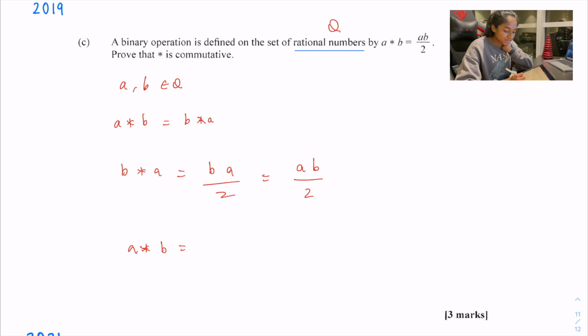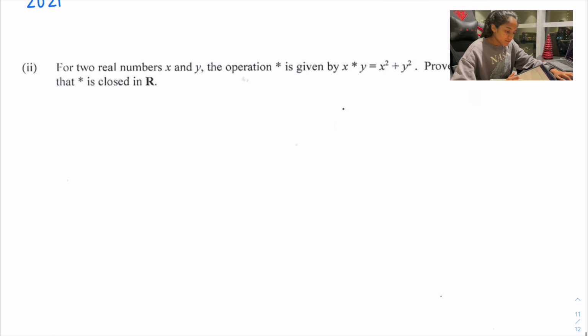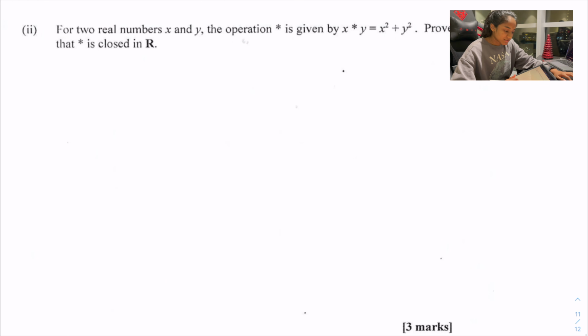So since A star B is equal to B star A, the operation is commutative. And we must write that entire thing down. Okay, for two real numbers, x and y, the operation star is given by x star y is equal to x squared plus y squared. Prove that it is closed in R.